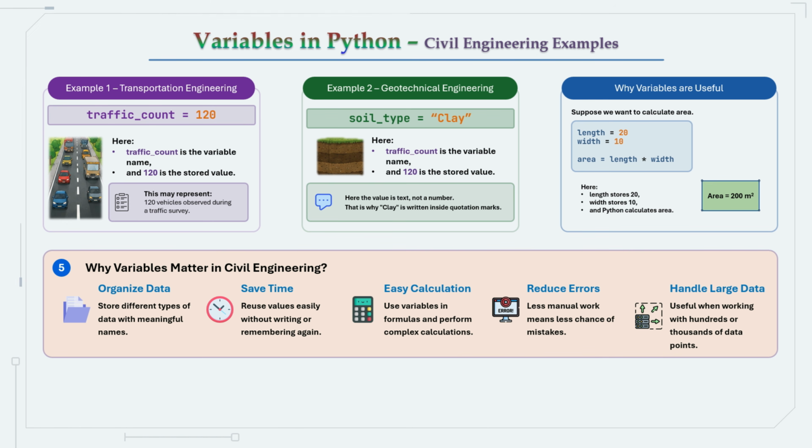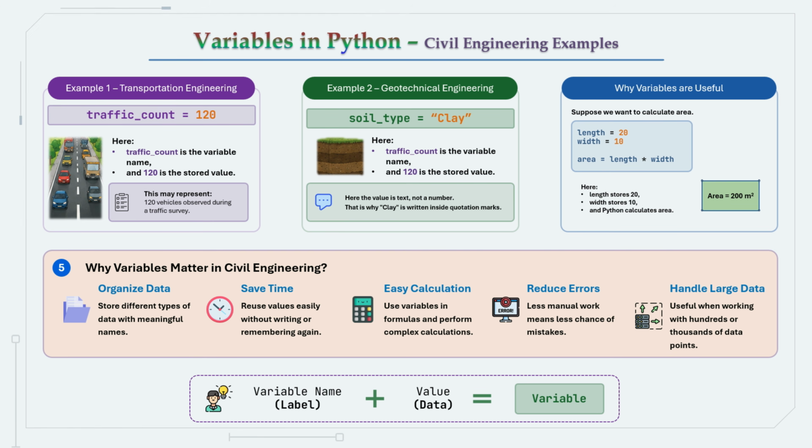Now let us understand the main idea once again. A variable has two important parts. One is variable name, another one is value. Variable name is like a label. This tells us what type of data is stored. The value is the actual data stored inside the variable. So when we combine variable name and stored value, we get a variable.